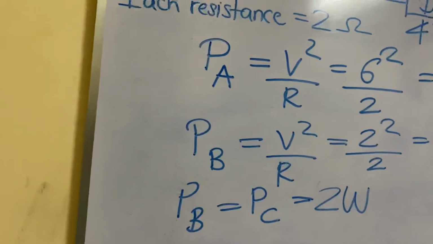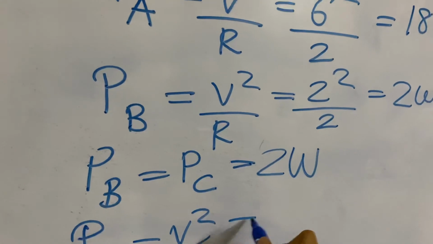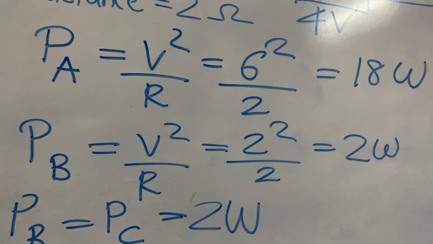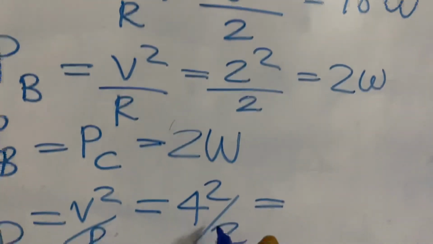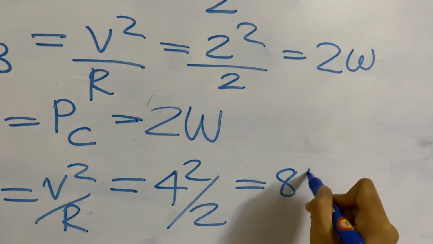Now the power dissipated in D, V squared over R, is equal to 4 squared divided by 2. So this has to be 4 squared. 4 squared divided by 2 is 8 watts.